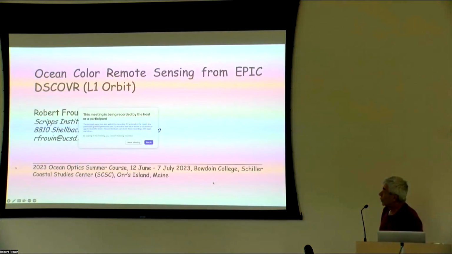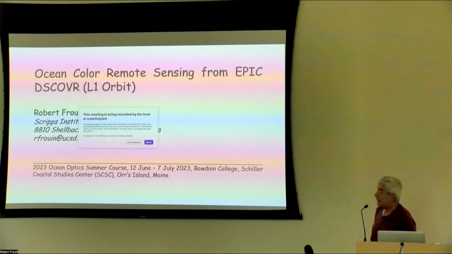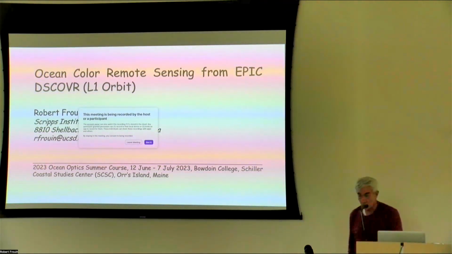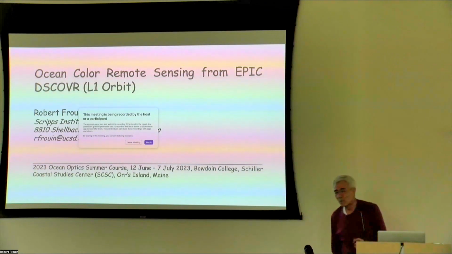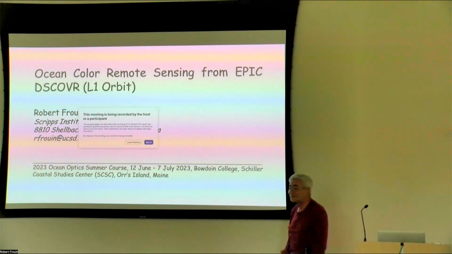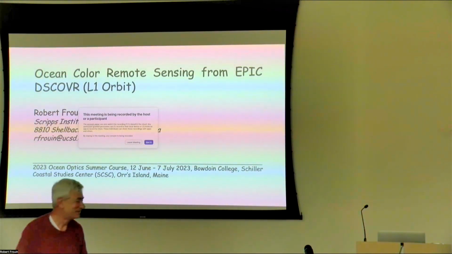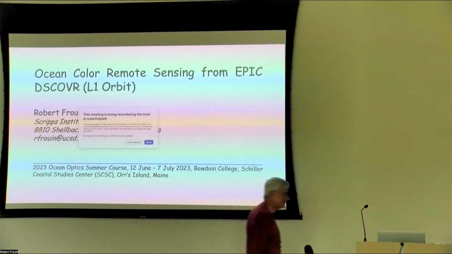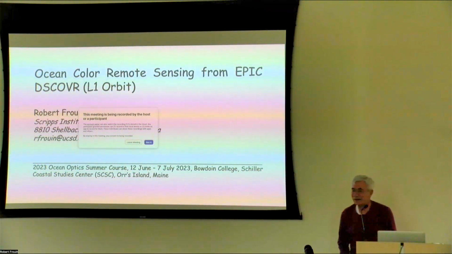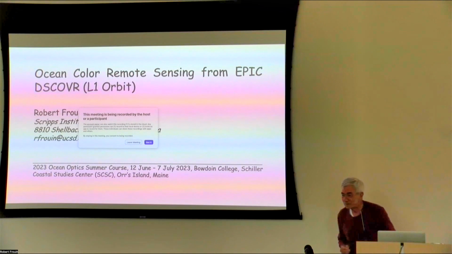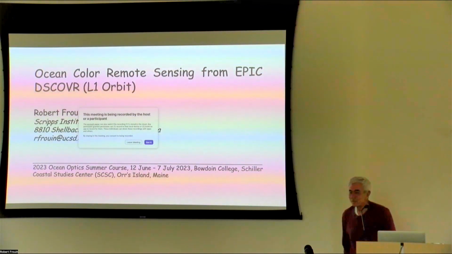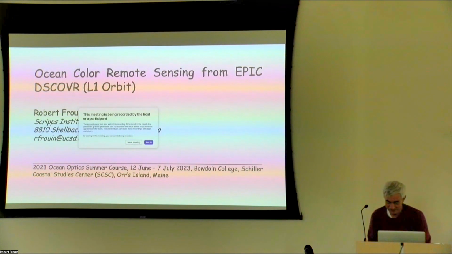Okay, let's start with EPIC. Ocean color remote sensing from the L1 orbit. Do you know what the L1 orbit is? It's a stable point, so you put a satellite there and it stays there, between the Earth and the Sun. It's stable in the sense of gravitation, a balance between the two bodies.